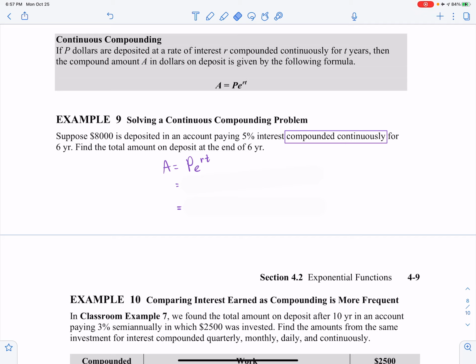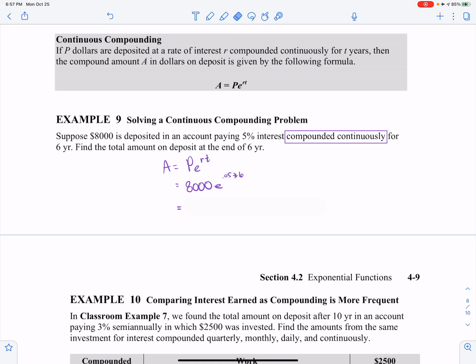Let's go and substitute the values that we need to. So 8,000 is our starting amount. E is our number, and so we're going to use our calculator here in just a moment. R is 0.05. Don't forget to write it as a decimal. And then times our time.